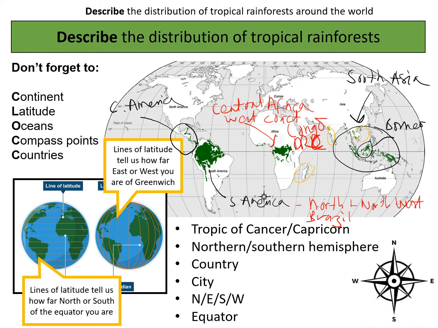So also make sure that you include the reference to the equator, which we can see here. So they're found generally along the equator, but they're also found within the boundaries of the tropics, so the Tropic of Cancer and the Tropic of Capricorn. Okay, so pause the video here and make sure you describe the distribution of tropical rainforests.